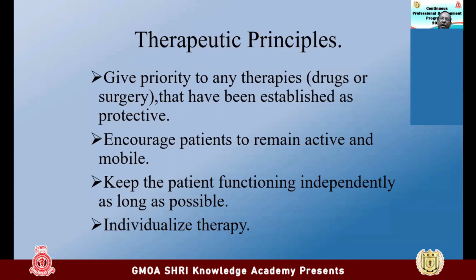That means two patients can't be managed in the same manner. Their needs and their affordability will be different, and all of this has to be considered when you are treating. So these are the four therapeutic principles. If there is any treatment, you treat the patient with any available agents that could be neuroprotective.